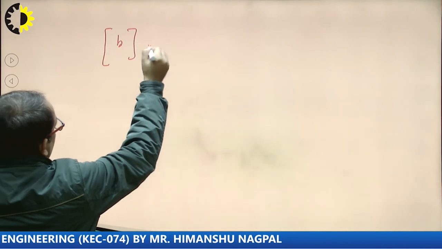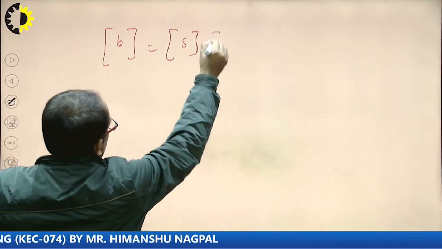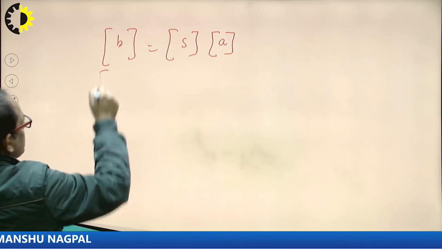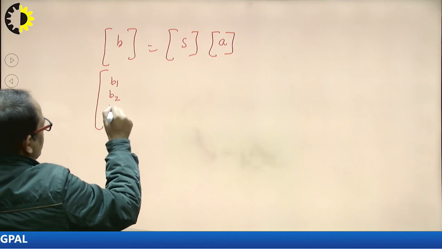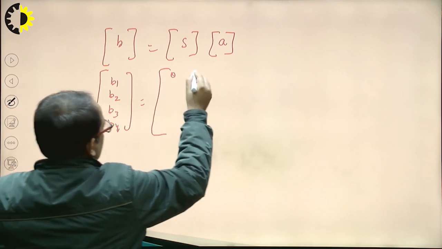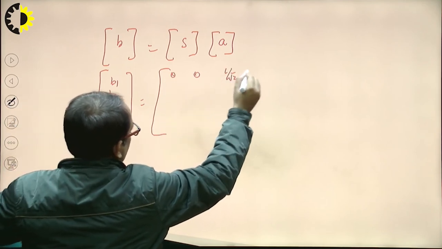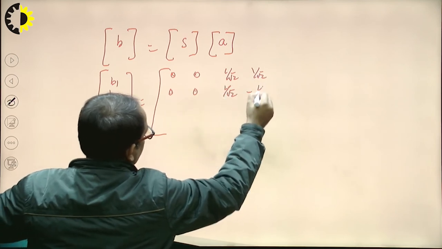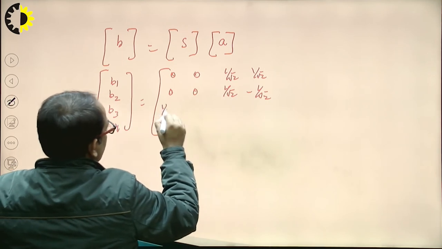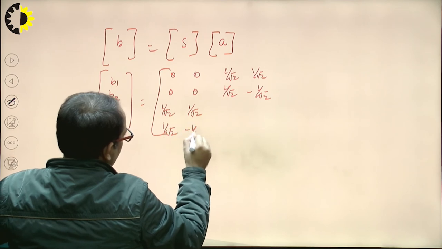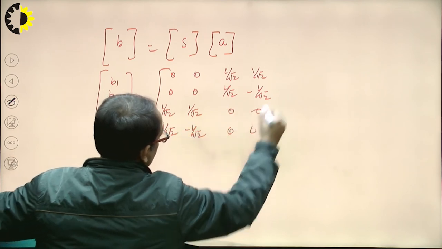Use this. That means B equal to what? B equal to S times A. And this B is the output, S is the scattering matrix, A is the input. It means this one equal to B1, B2, B3, B4, that is equal to the matrix with rows: 0, 0, 1 by root 2, 1 by root 2; 0, 0, 1 by root 2, minus 1 by root 2; 1 by root 2, 1 by root 2, 0, 0; 1 by root 2, minus 1 by root 2, 0, 0, multiplied by A1, A2, A3, A4.